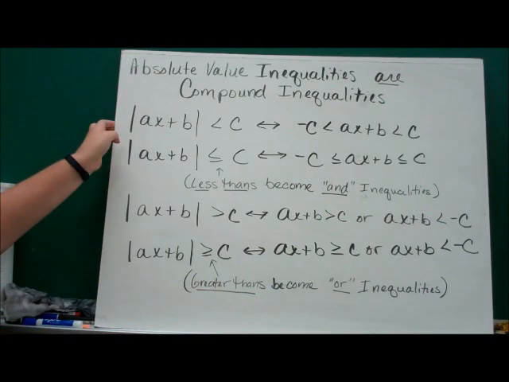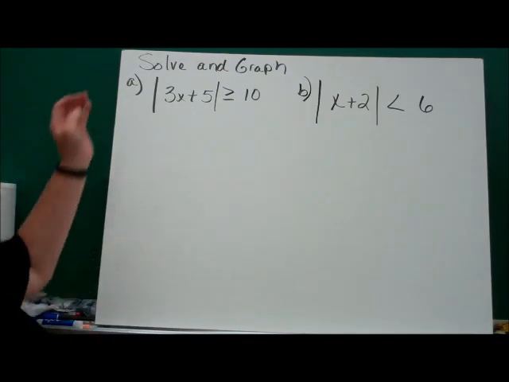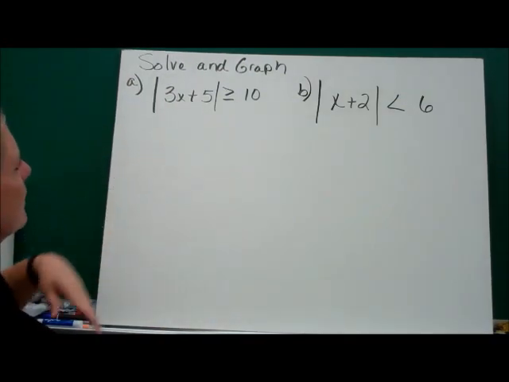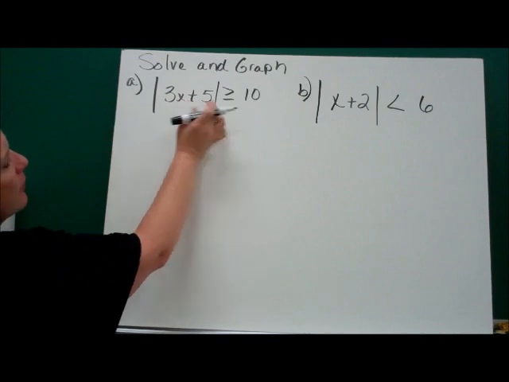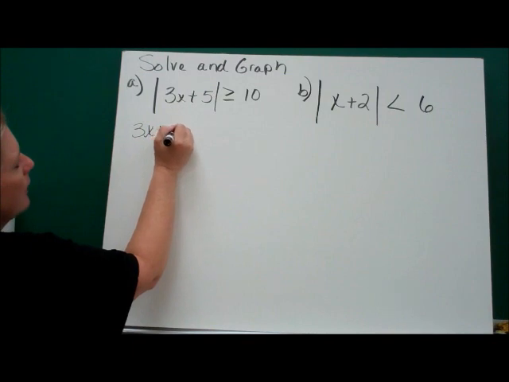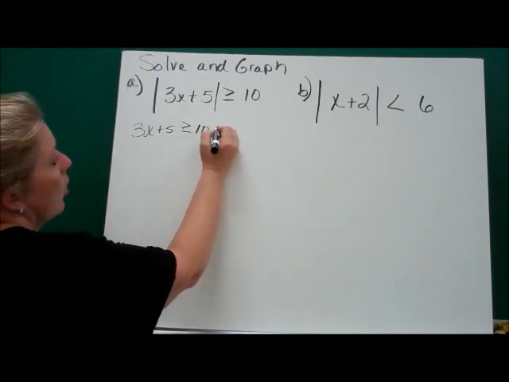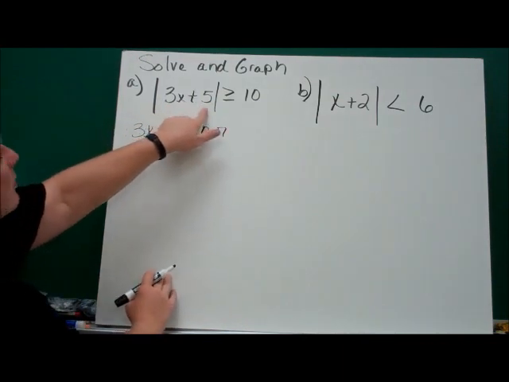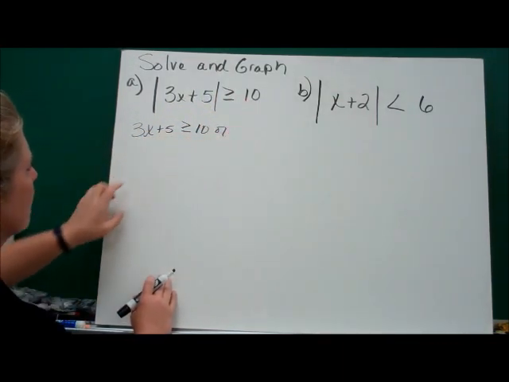Okay, let's solve a couple of these and graph them. Okay, let's start with a greater than. So this is going to become an or, and it's either going to be 3x plus 5 is greater than or equal to 10, or 3x plus 5 is less than or equal to the negative 10.